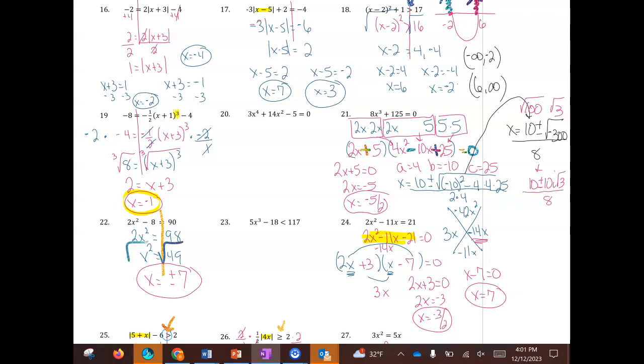Better answer. And then I go for my triangle. I can divide all of those by a 2. So when I'm done, the answer to 21, divide everything by 2, is this. So there's my final answer there.